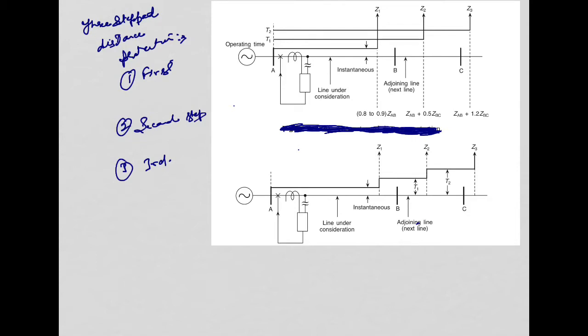Now what is the motivation behind this? The motivation behind this extended reach is that it should provide backup to the next line section including the bus, and in the event of the maximum underreach, it should be able to cover the bus fault at the bus between the two lines.